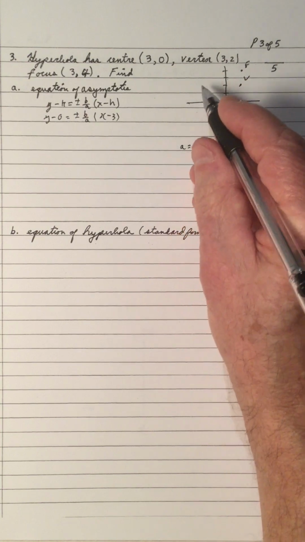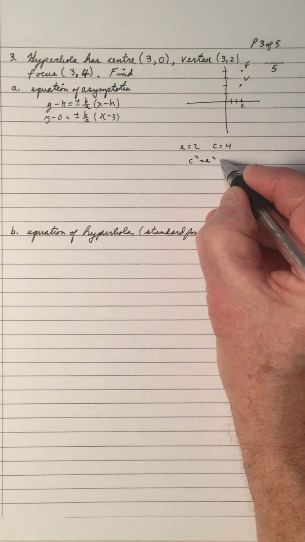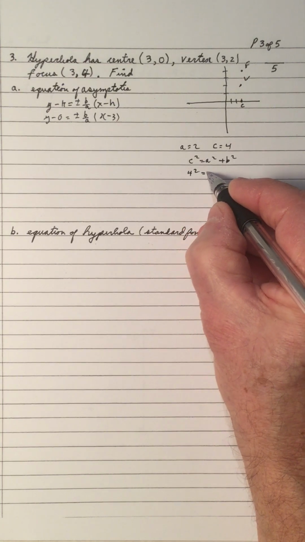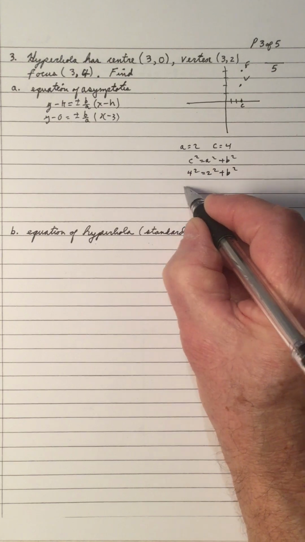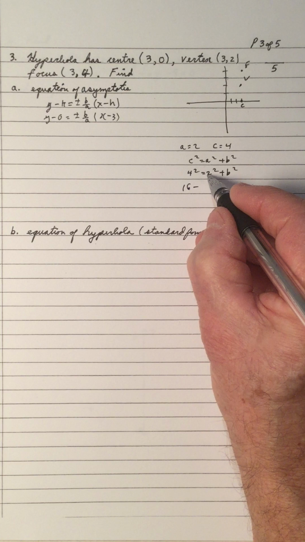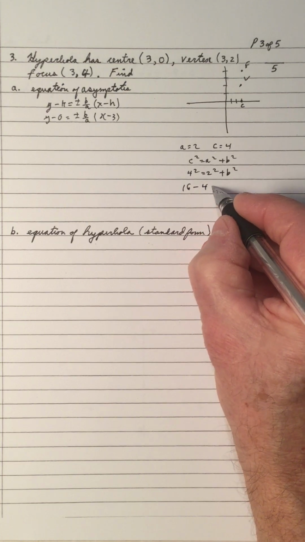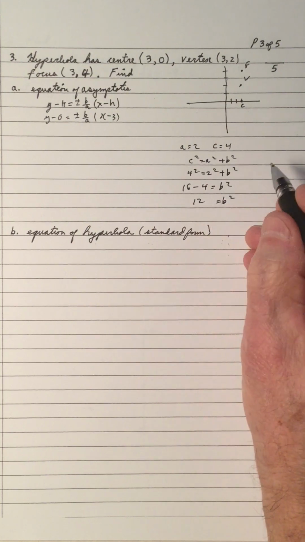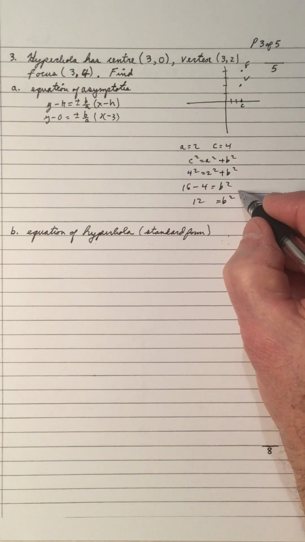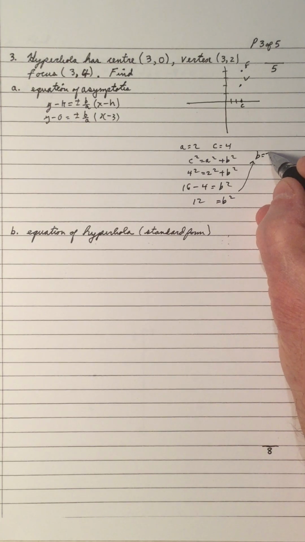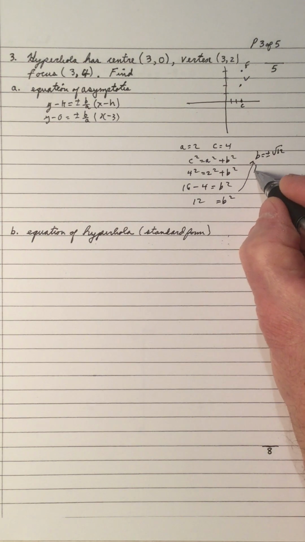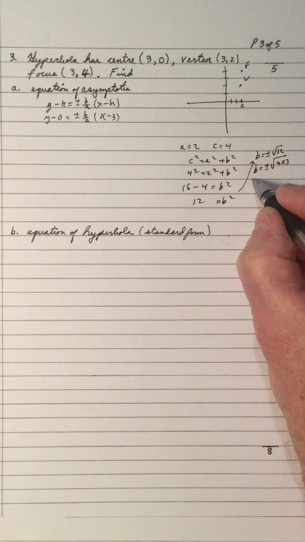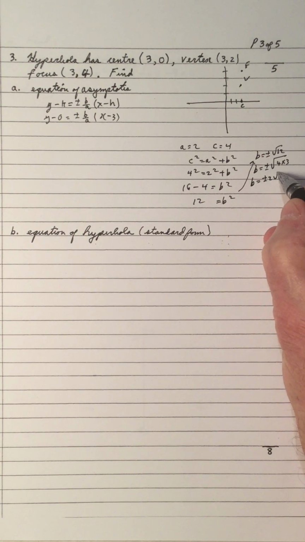So that means in the hyperbola, c squared is a squared plus b squared. So c is 4, so it's 4 squared. A is 2, so it's 2 squared, plus b squared. So that's 16 equals 4 plus b squared. 2 squared is 4, so we move it over. So that means b squared is 12. B is plus or minus the root of 12. So b is plus or minus, that's 4 times 3, so b is plus or minus 2 root 3.